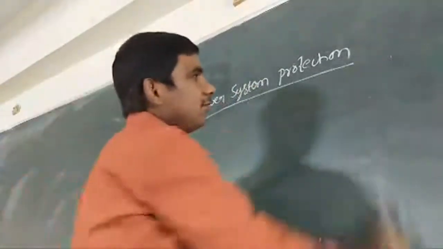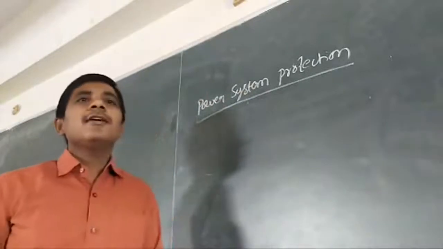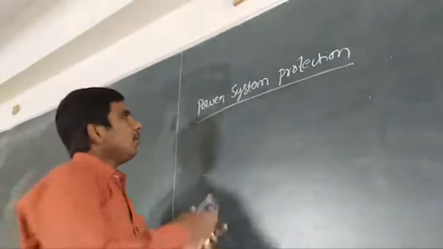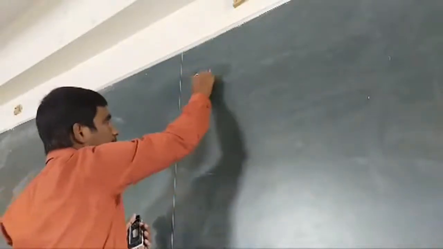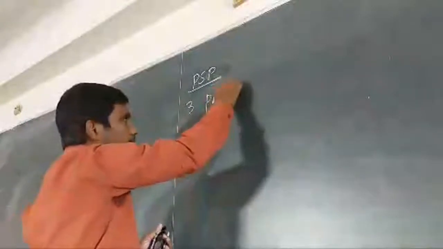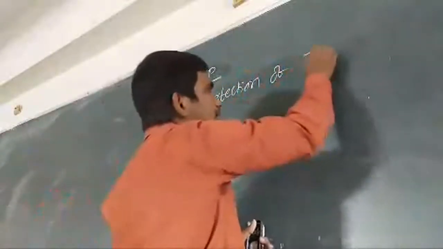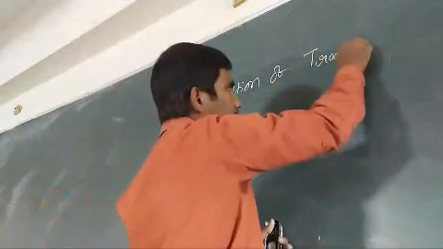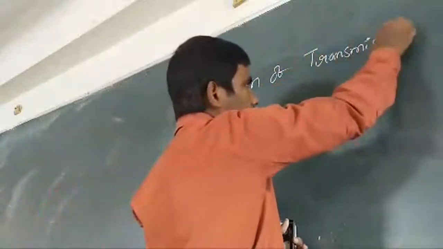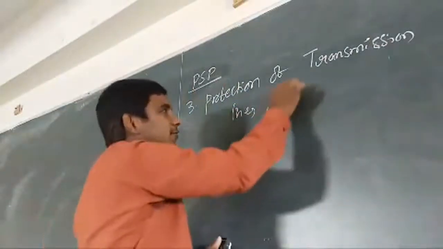In this class, we are going to discuss the principle of relay also. After that, we go for the first unit. The third chapter in power system protection, PSP, is the third unit: protection of transmission lines and feeders.